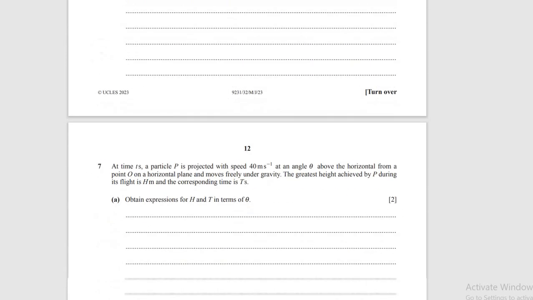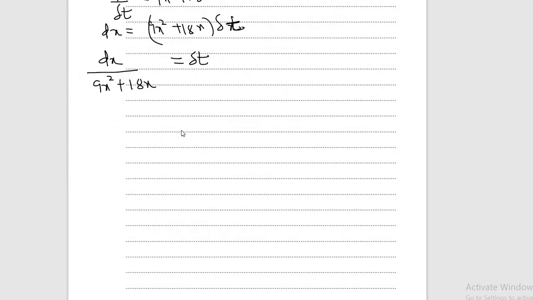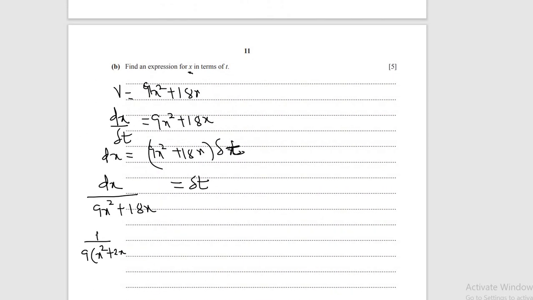So from here we have 1 over 9 times the bracket x squared plus 2x. Okay, it might not work like this. Let me take it easily. Let's look at it in this form.